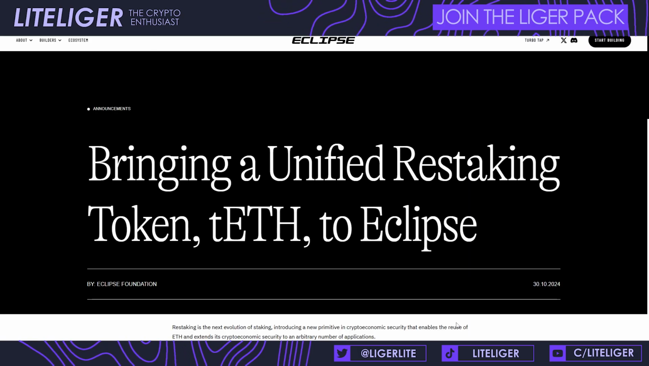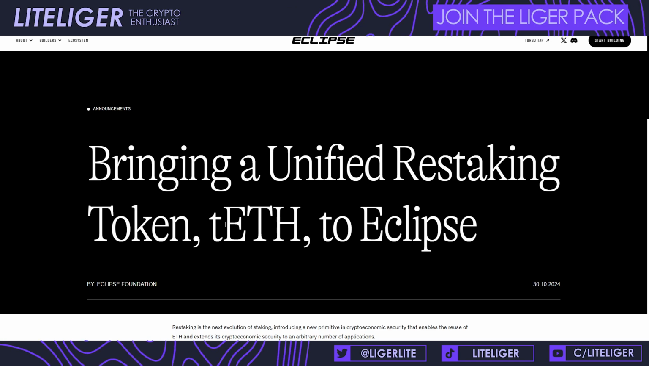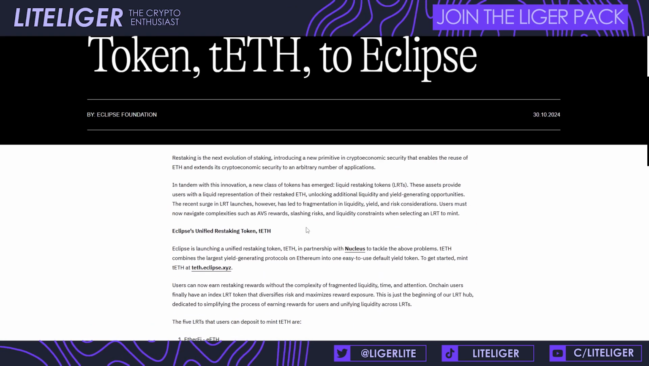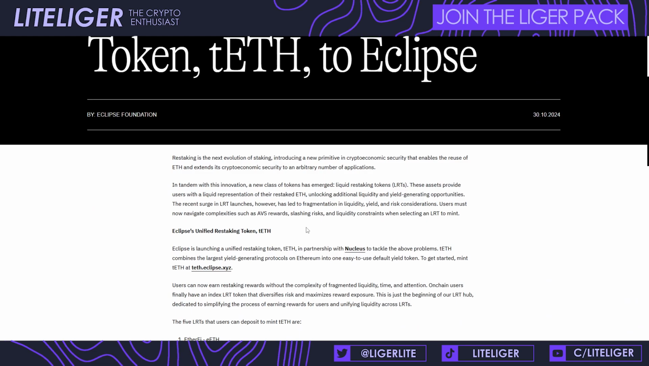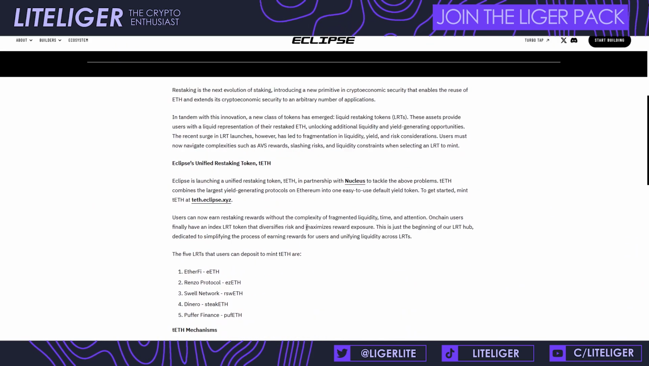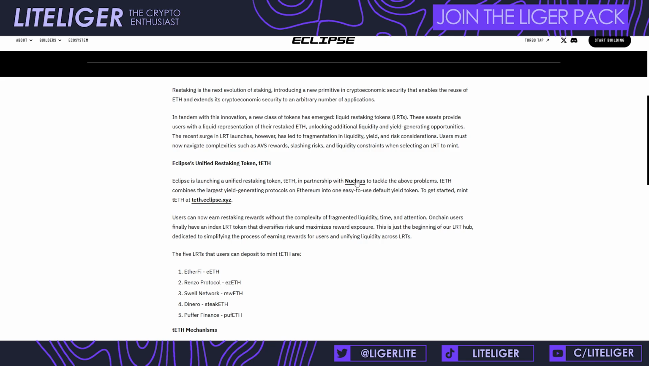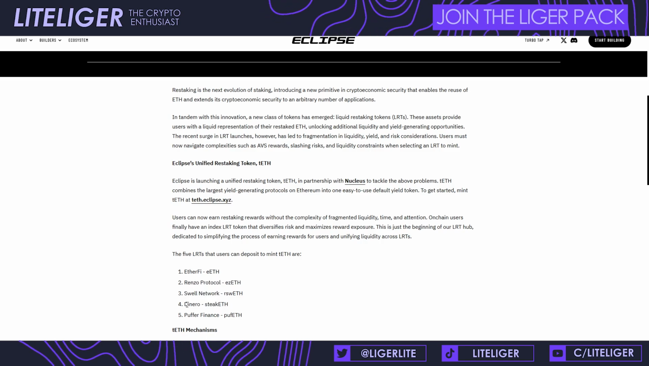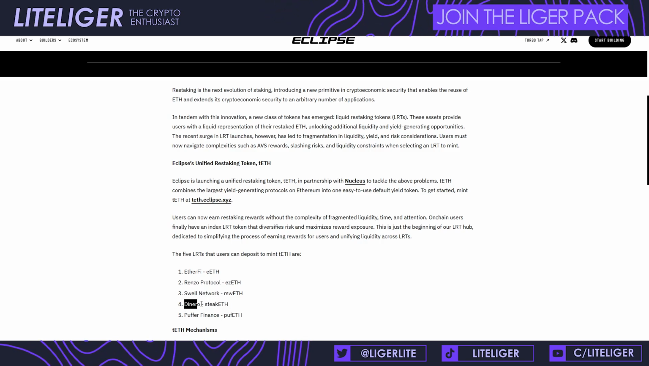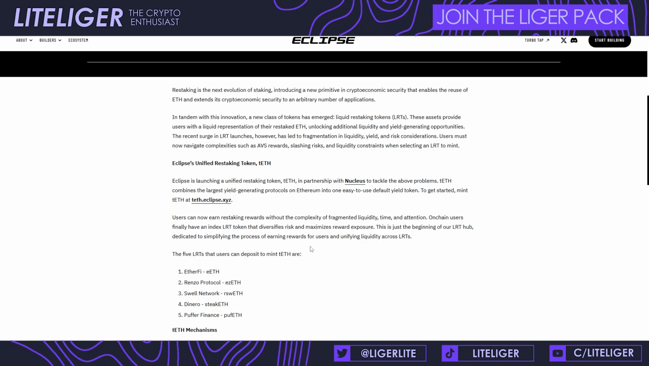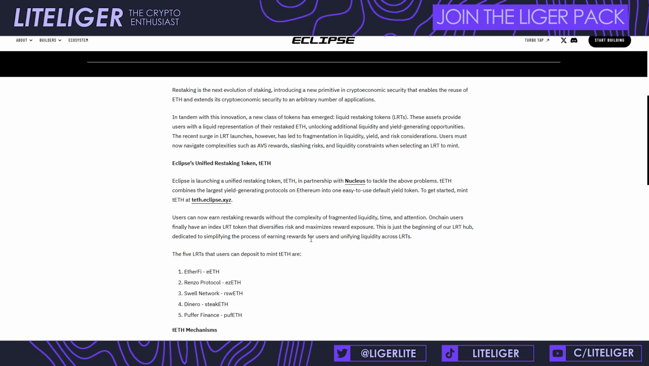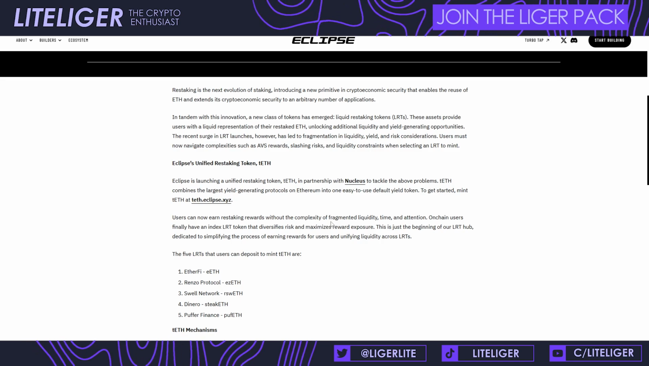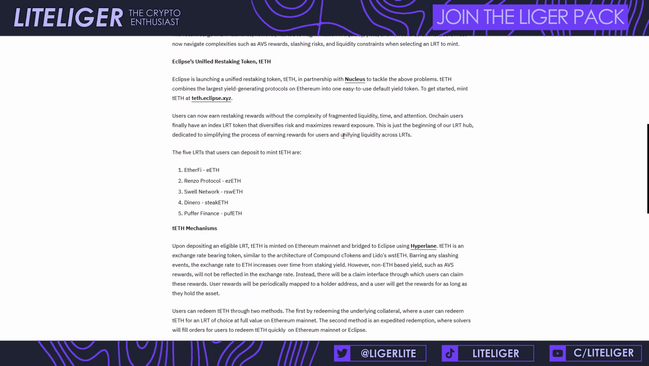And then we have Eclipse's own liquid staking token that is called tETH, and this is likely going to be part of the criteria for their token. This can accumulate different types of points, including Nucleus points, and LST points on EtherFi, Renzo, Swell, Dinero, I'm not really familiar with this one unless they have rebranded recently, and Puffer Finance. So it's basically like putting your money into farming multiple different tokens for you. Instead of having to farm a billion tokens, you can use this.